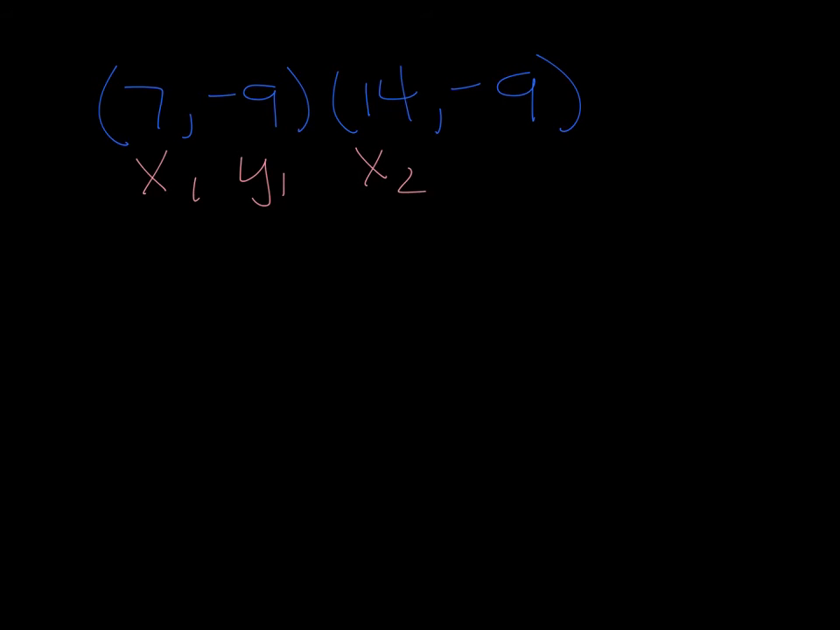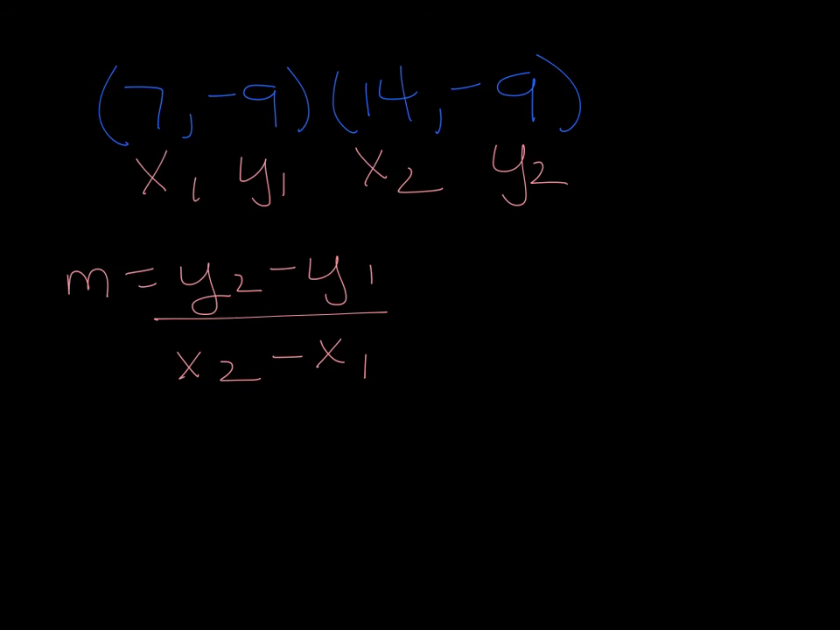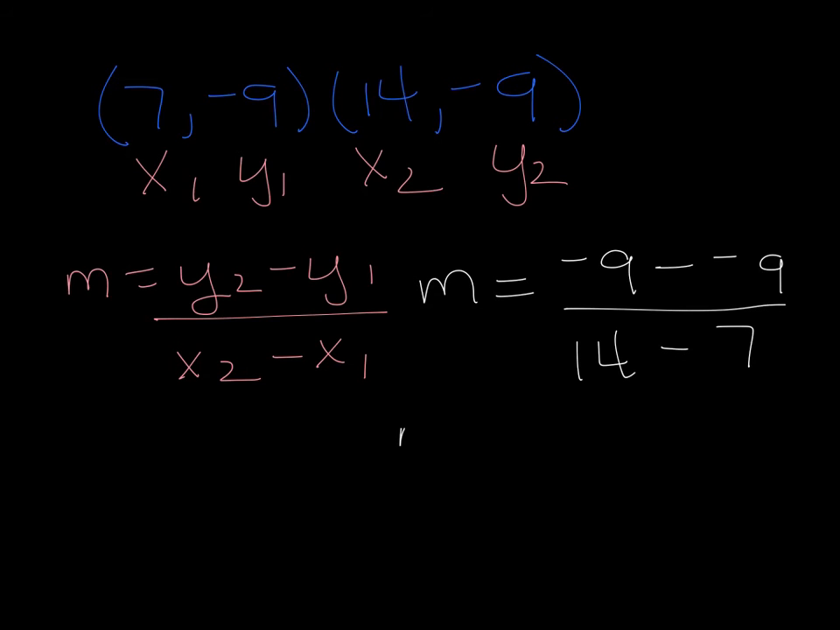Okay, and last example. 7, -9, and 14, -9. Again, x sub 1, y sub 1, x sub 2, y sub 2. Write your formula down. Y sub 2 minus y sub 1 over x sub 2 minus x sub 1. Okay, plug your numbers in. So y sub 2 minus y sub 1 is going to be -9 minus -9. X sub 2 minus x sub 1 is going to be 14 minus 7. So on this one, I get 0 over 7.